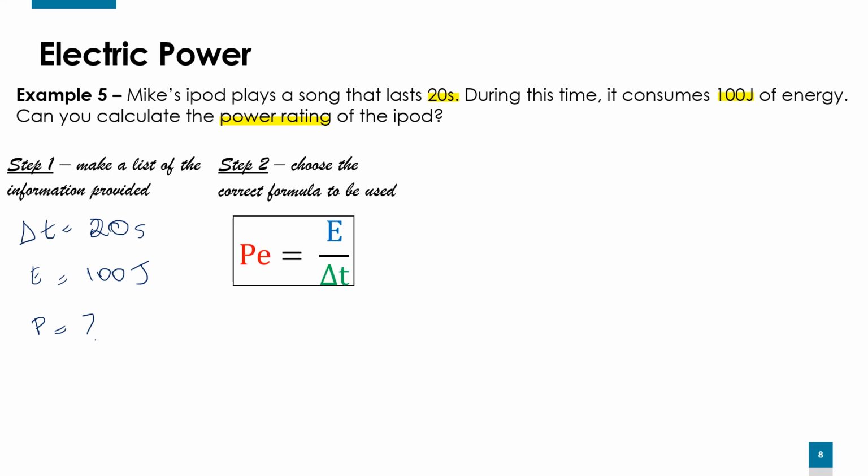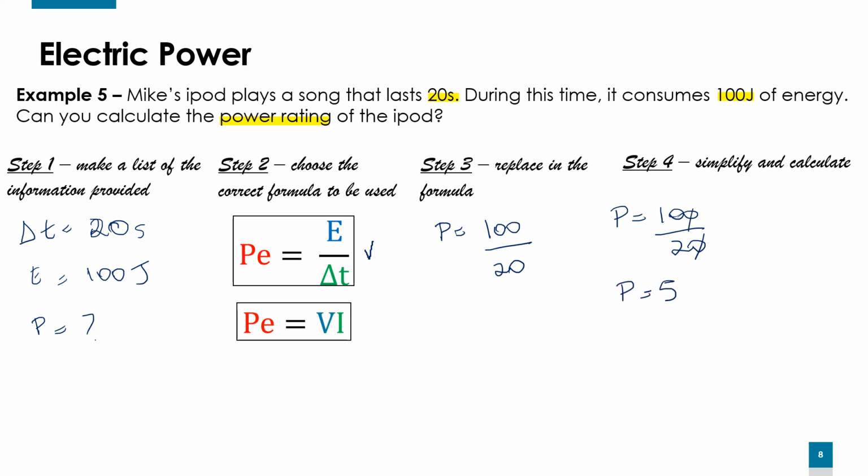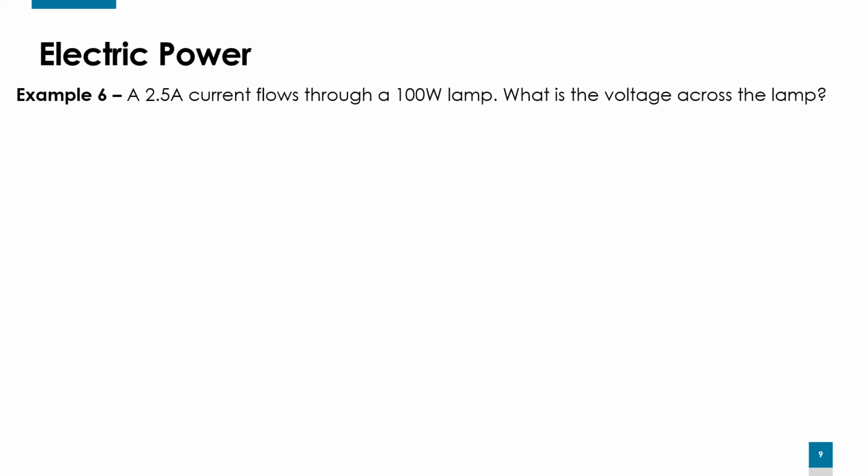Which formula should I use? First one, right? Replacing in the formula. So power equals 100 over 20. And the last step, power equals 100 over 20. So power is going to be 5 watts. So what's the power rate? The power rate is 5 watts. And finally, the last one, okay?